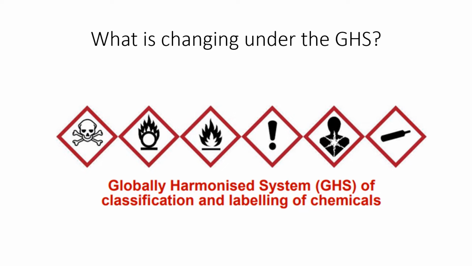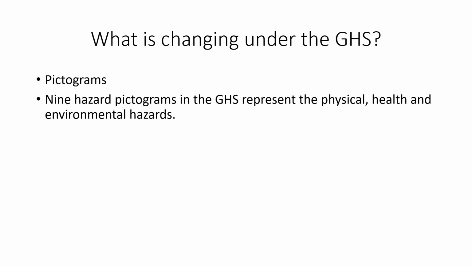Please note, the system does not change your general duties relating to the management of hazardous chemicals in the workplace. The first change in the globally harmonised system is pictograms. There are 9 hazard pictograms in the system that represent the physical, health and environmental hazards associated with chemicals.